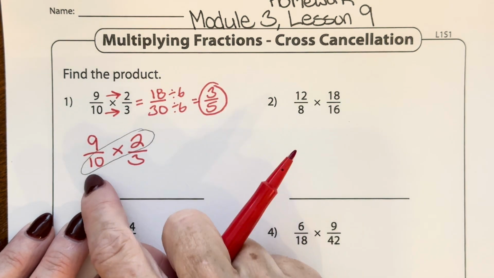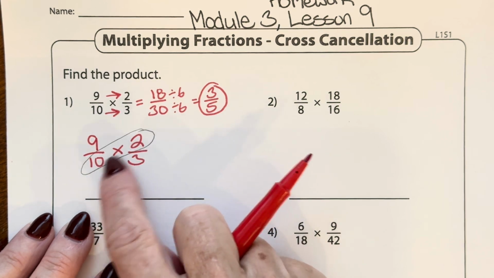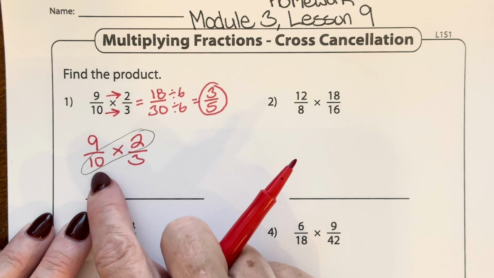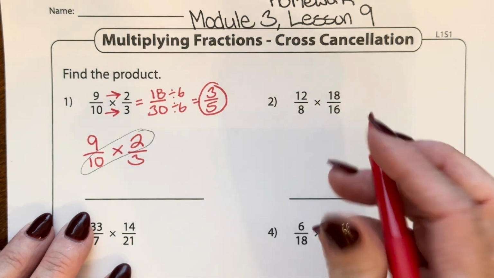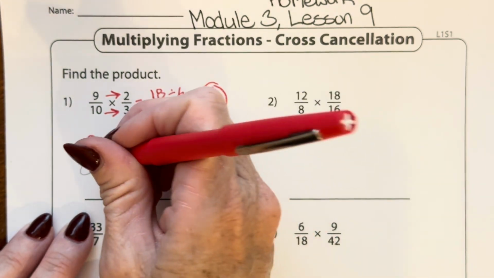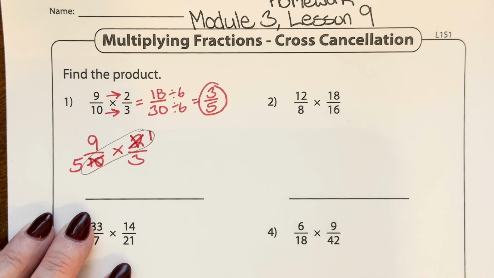So I look at 2 and 10 and I ask myself, what is the greatest common factor? What's the greatest number that can fit in both of these? And both of these, 2 can fit in. So 2 can fit into 2 1 time, and 2 can fit into 10 5 times.